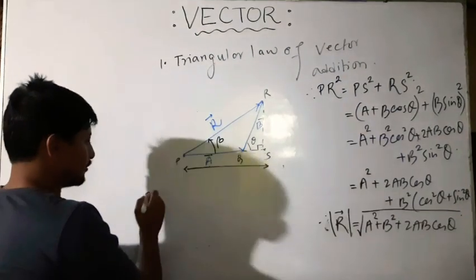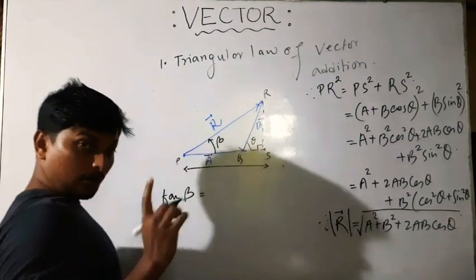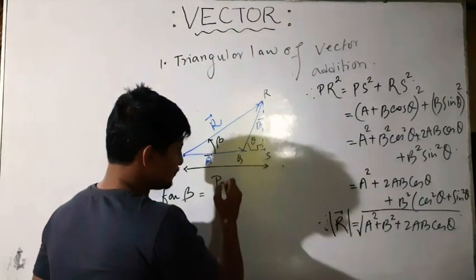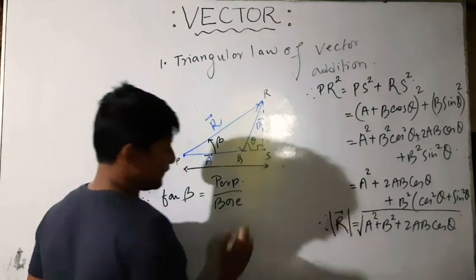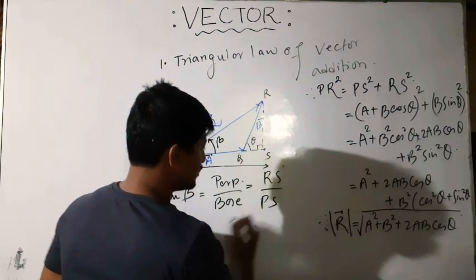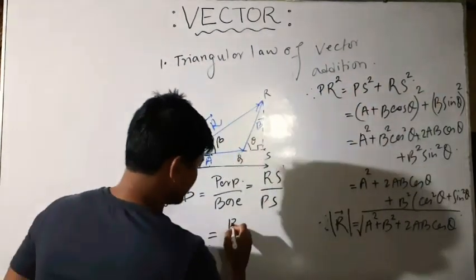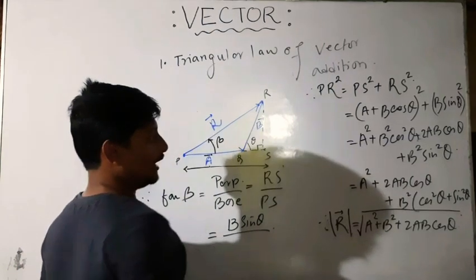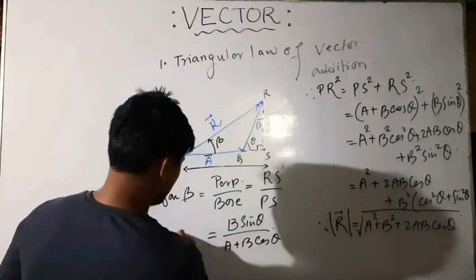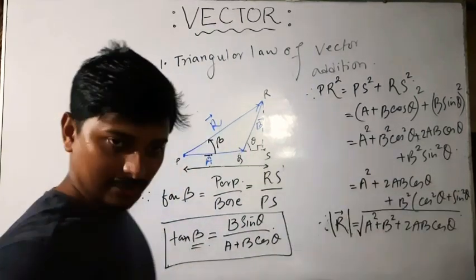So in order to do that, if I want to find this angle beta, if I apply this formula tan beta, what will we be doing? Tan formula: perpendicular by base. Where is the perpendicular here? RS. Where is the base here? PS. So what will be the formula? RS, ki asilo ekhane, RS was B sin theta, divided by where is PS, ki asilo, A plus B cos theta. So by applying this formula, I can easily find the value of angle beta.